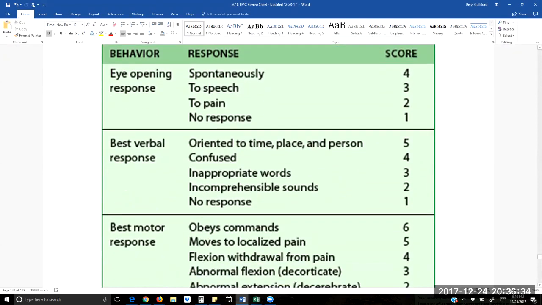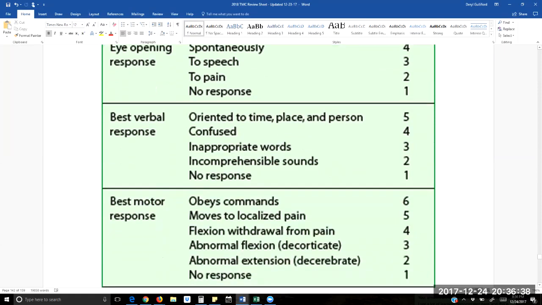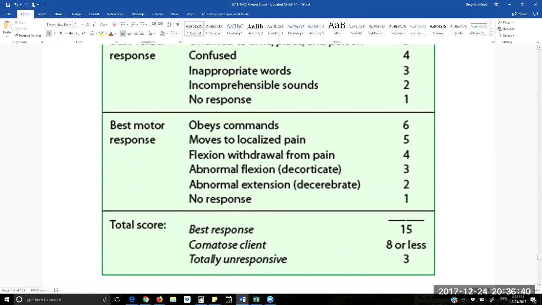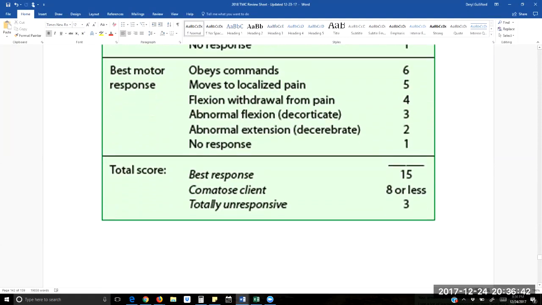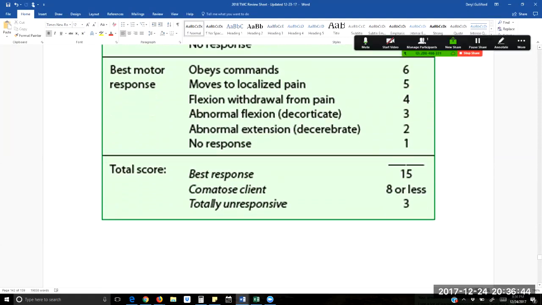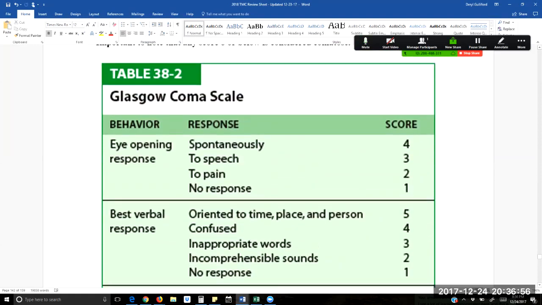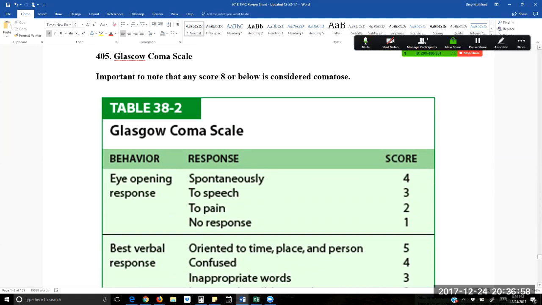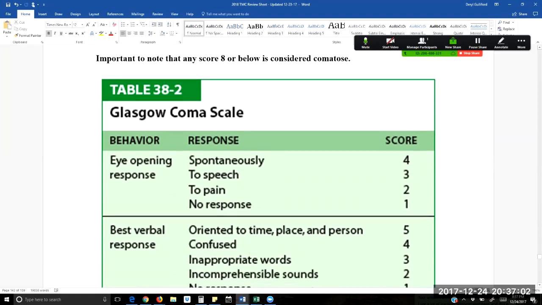It includes eye-opening response, best verbal response, best motor response, and then a total score. Comatose is 8 or less. 15 is an ideal score. Totally unresponsive is 3. You might go ahead and put that in your head, that totally unresponsive is a Glasgow Coma Scale of 3. Take a quick look at that. You definitely are going to see this on your test. A score of 8 or below is comatose.